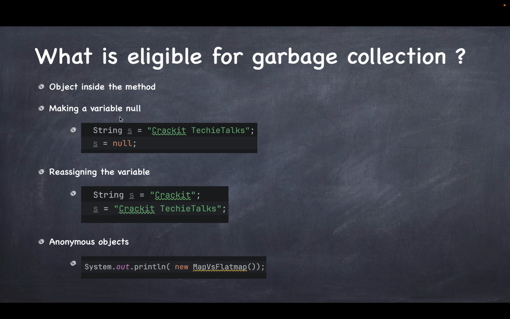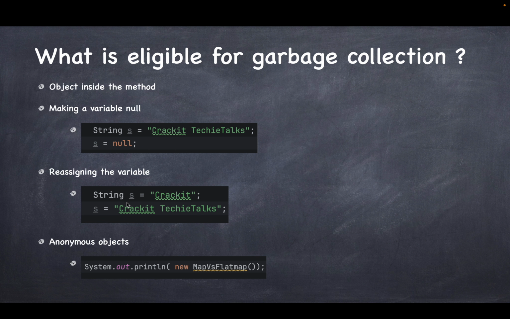Then, if I make a variable null, let's try to understand from this example. If I have a string s and I give it string s is equal to crack it techie talks, and then I initialize the same variable to null, then this object is ready to be garbage collected. Next, what is the other one? Reassigning the variable. Reassigning the variable makes little sense, because as developers we should always be very sure that we are assigning a variable the right value only. If we are reassigning it, then that should not make sense.